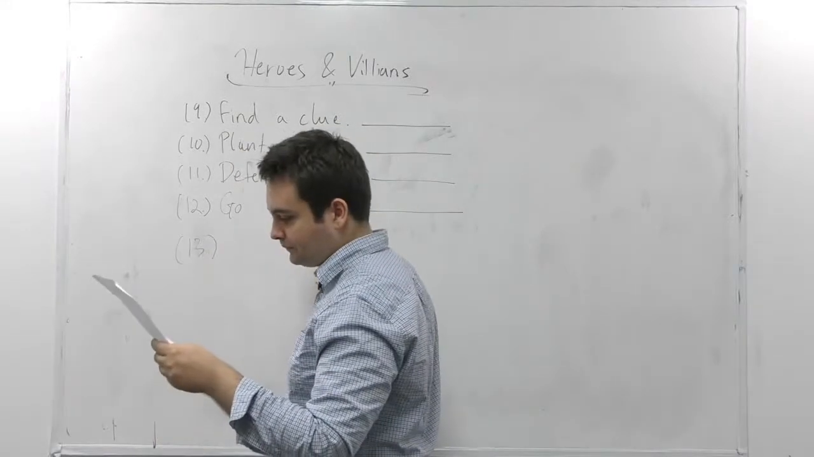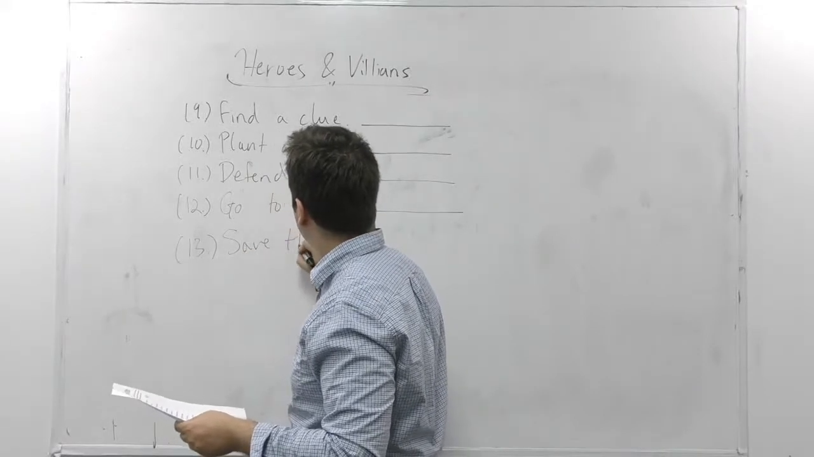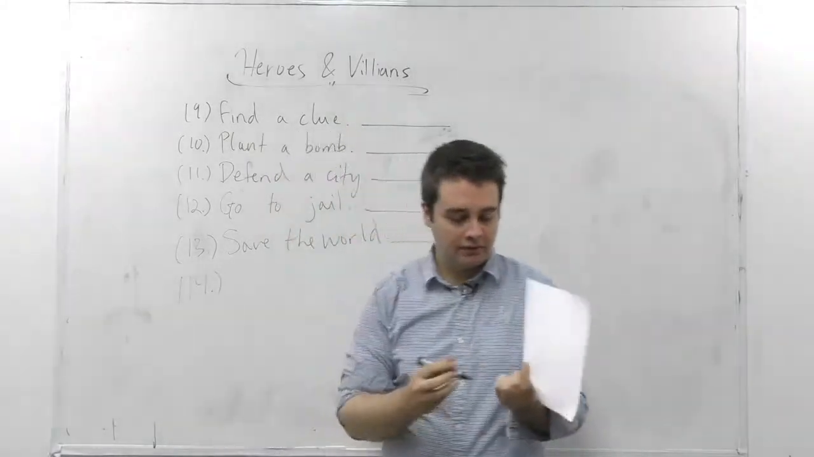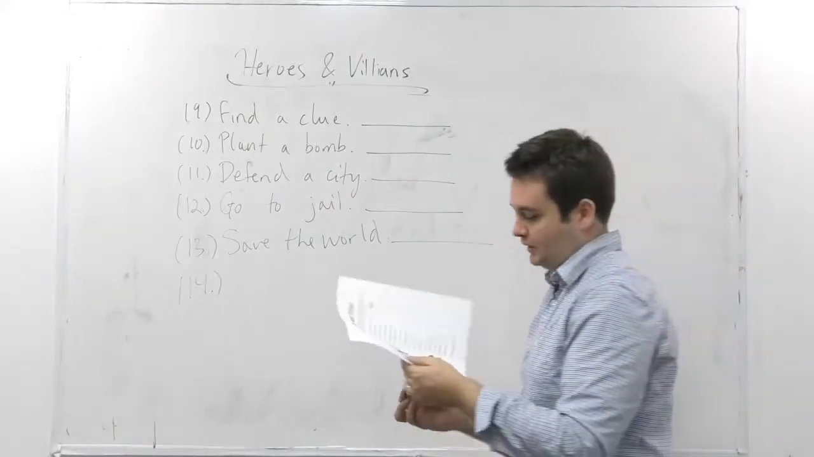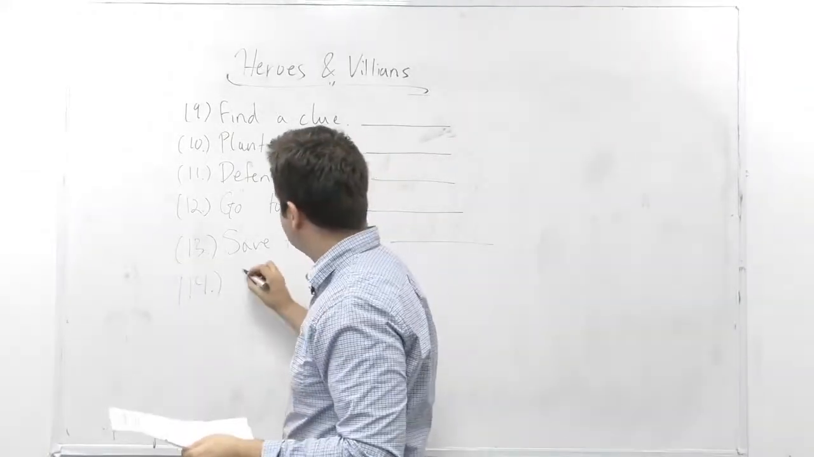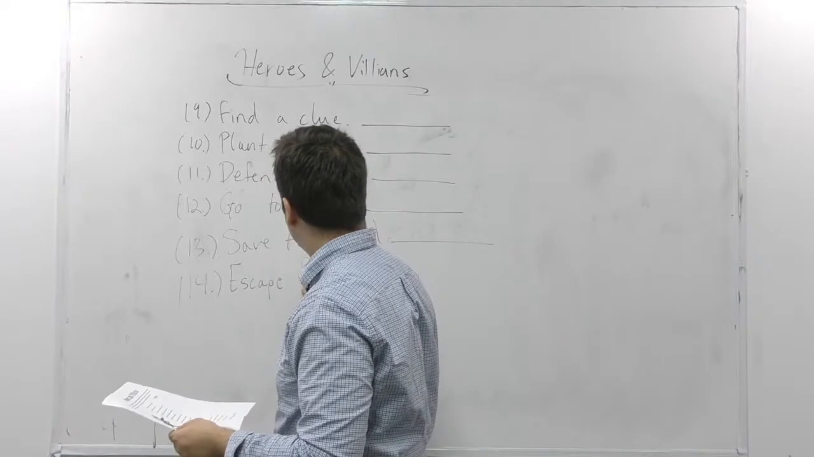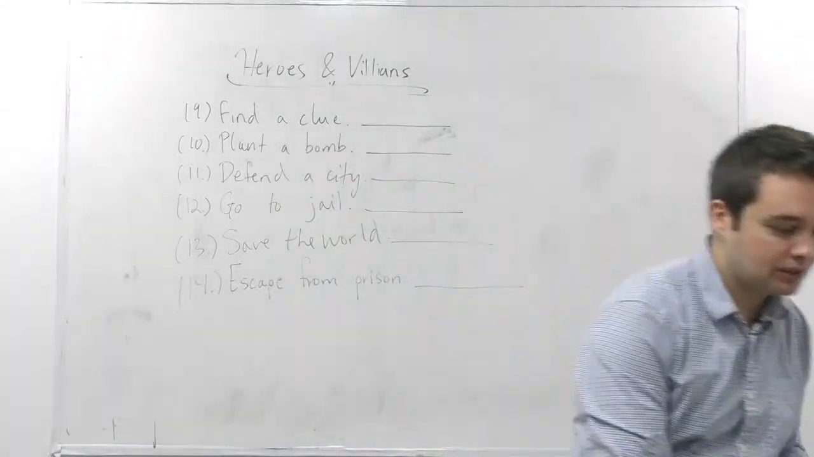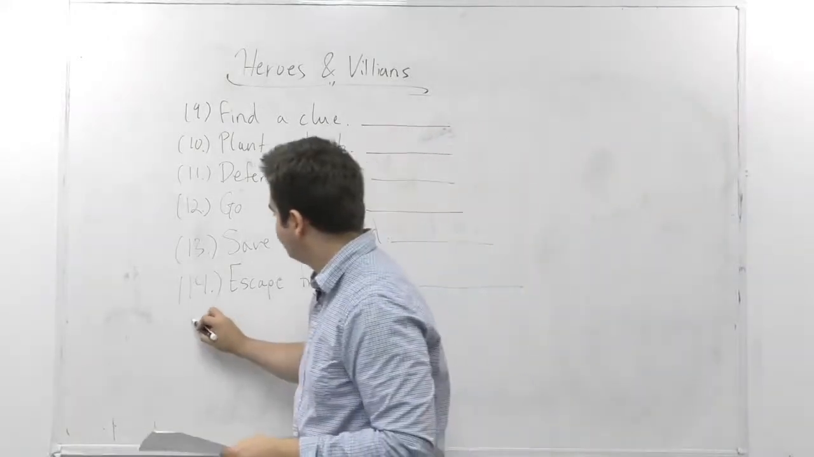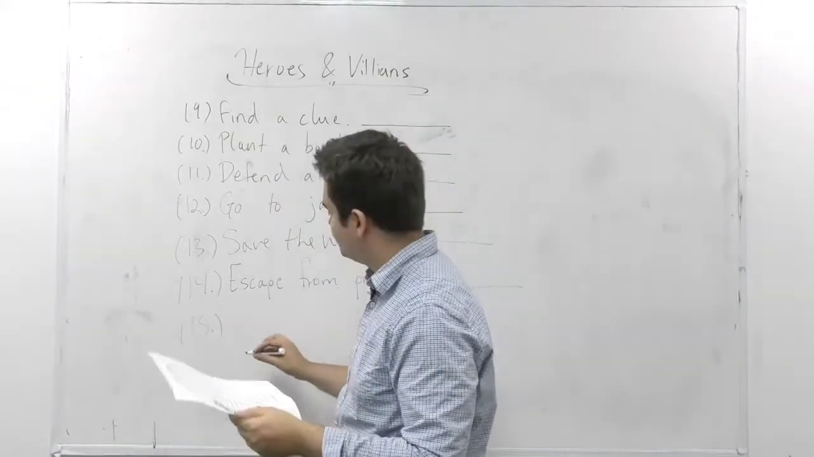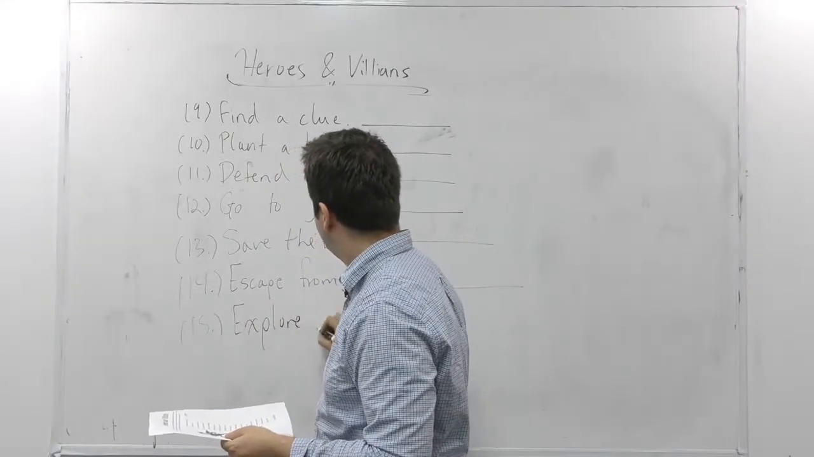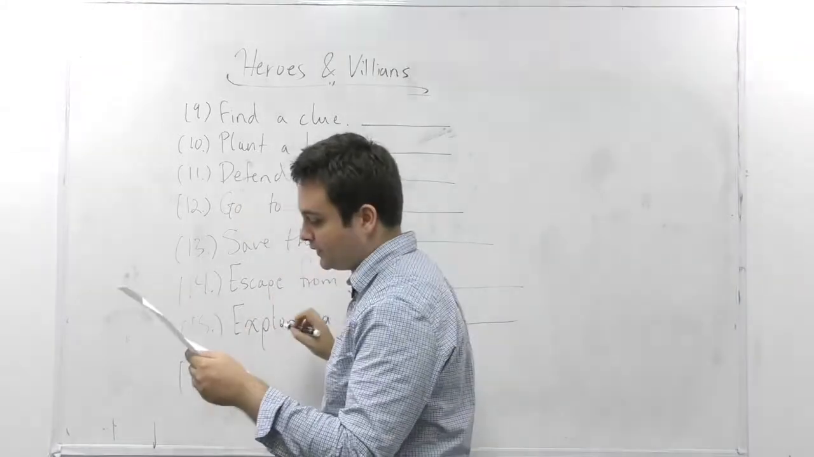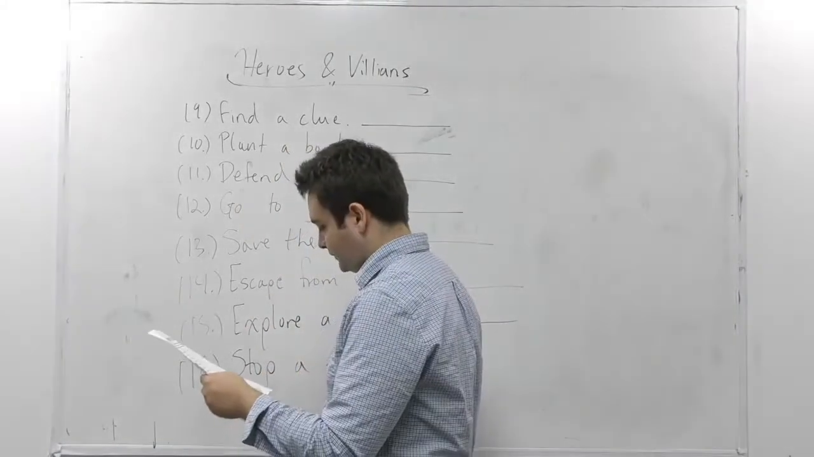Number 13, we have save the world. So I guess the answer is Tom Cruise. Number 14, and my marker is dying. I'm going to switch back to a different black. 14 is escape from prison. Okay, that black is almost dead already. Switching to my third and final black one. Okay, 15, explore a cave. Okay, this one's working okay now. And last one, 16 here, stop a missile. That's kind of cool.